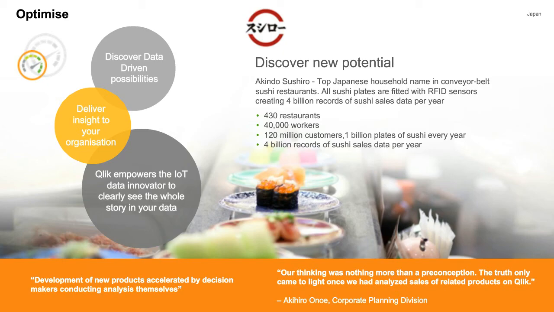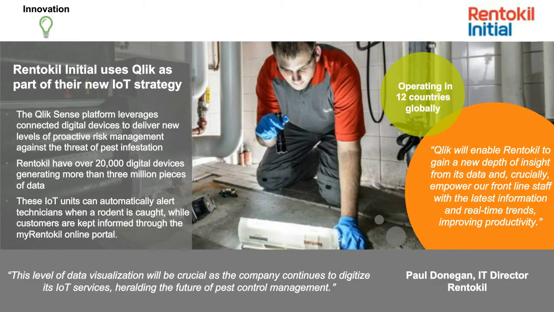And the last customer example I'll tell you about, back in the UK, is Rentokil Initial Group. They're a 90-year-old company in the business of pest control, and they've managed to turn that around from a very reactive response business to a very new proactive service model. They have over 20,000 connected devices out there, rodent containment systems, or a connected rat trap, if you like, and that's generating over 3 million data points per year.